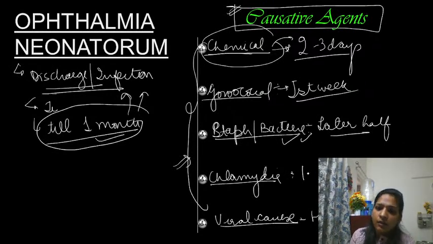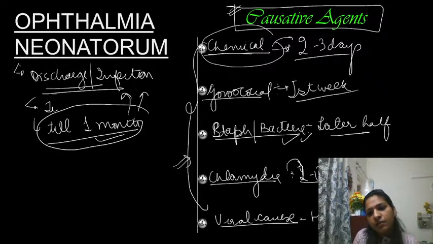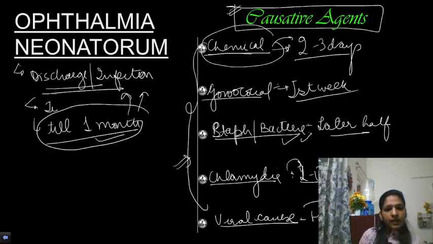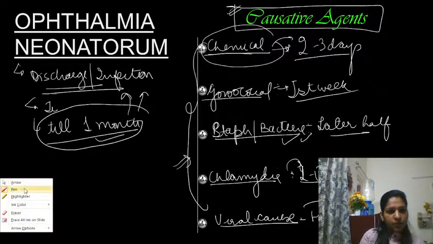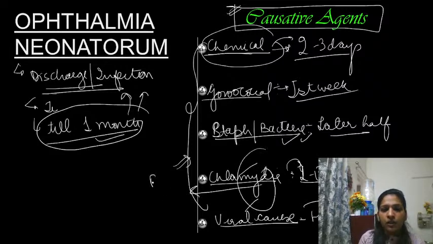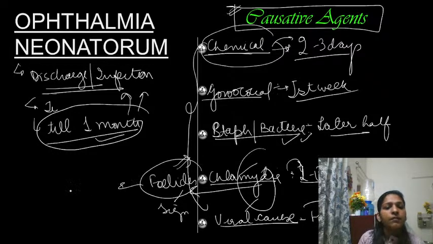If it is occurring in 2 weeks, then cause can be chlamydia, 1 to 2 weeks. But if it is occurring after 3 weeks, 3 to 4 weeks, then cause can be viral. Now I just want to tell you one thing, that all these etiologies I have already discussed with you. So the symptoms will more or less be the same. But one major thing, I have told you chlamydia and viral have follicles as sign. But follicles are absent in ophthalmia neonatorum.